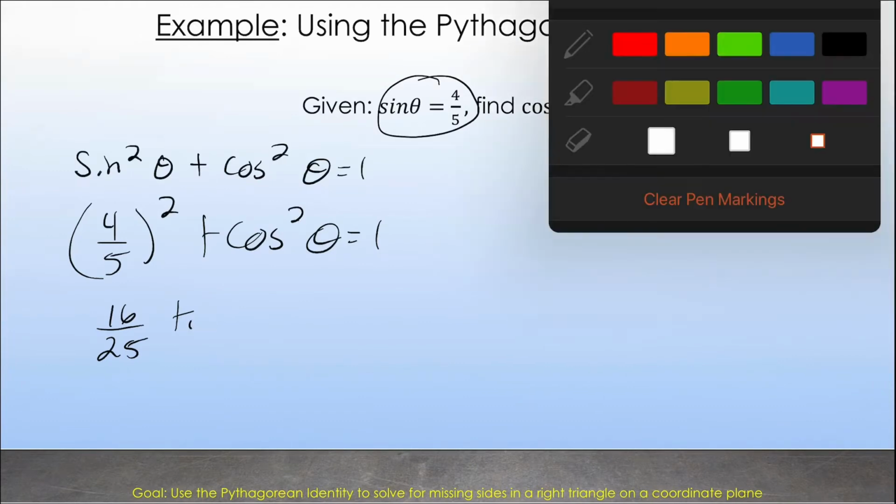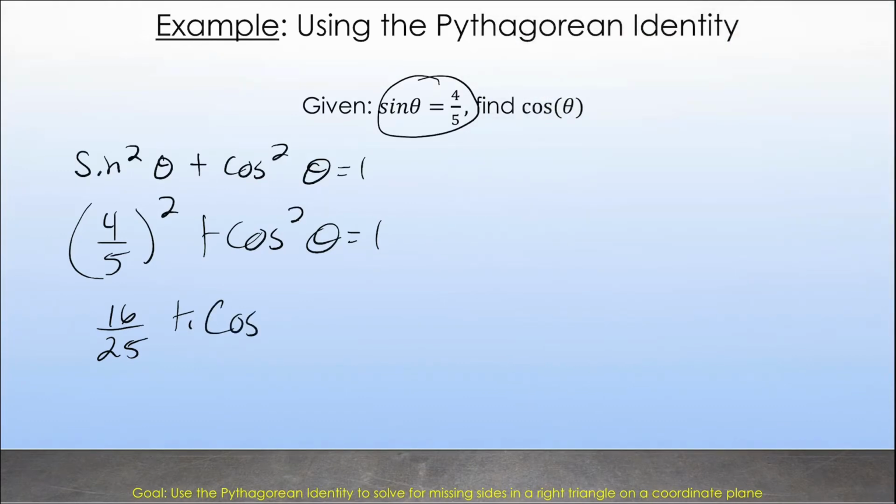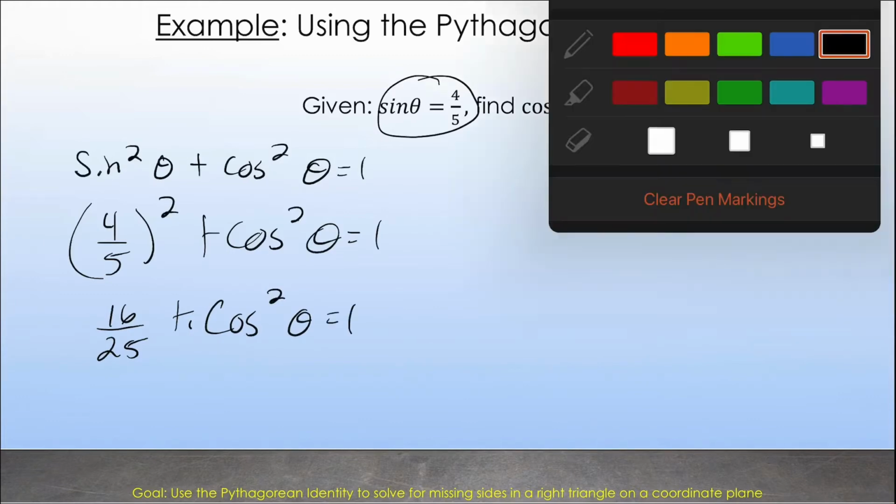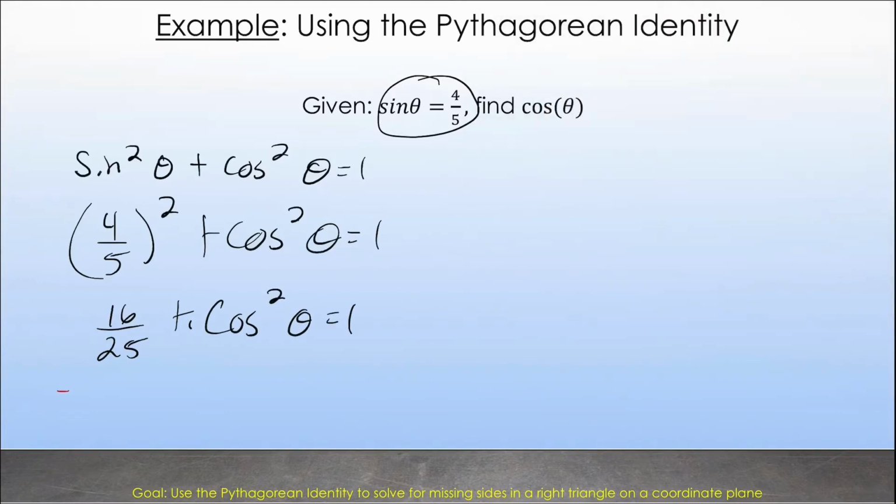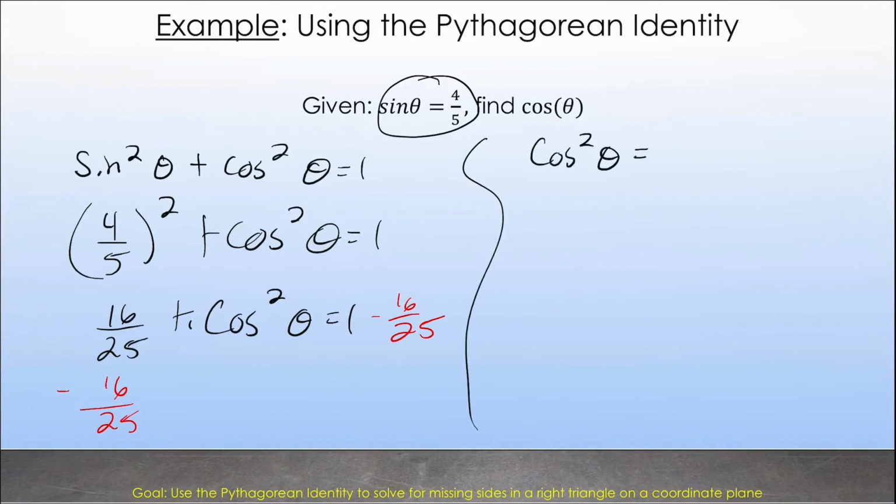Getting a little excited here, going too fast. Cosine squared theta equals 1. I'm going to subtract 16/25 from both sides. I'm going to say cosine squared theta equals, instead of writing 1, I'm going to write that as 25 over 25. So 25 over 25 minus 16 25ths gives me 9 25ths, right?